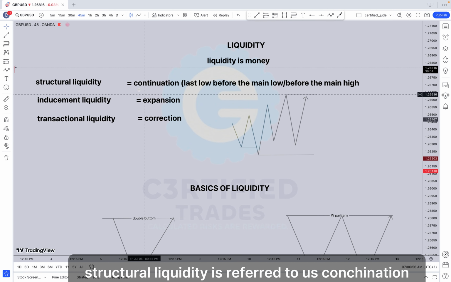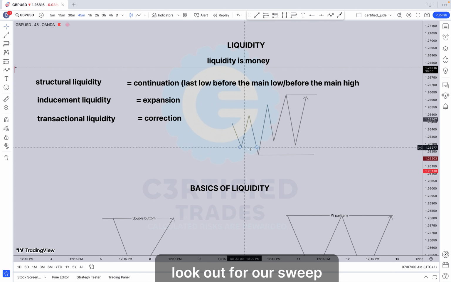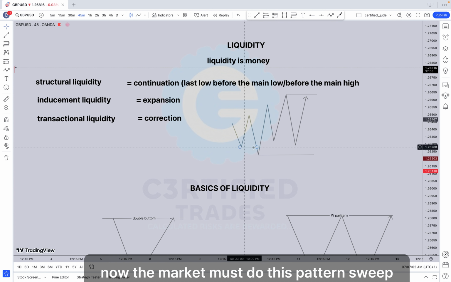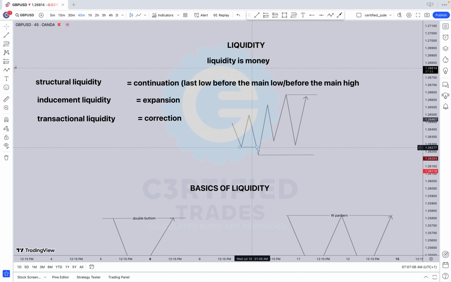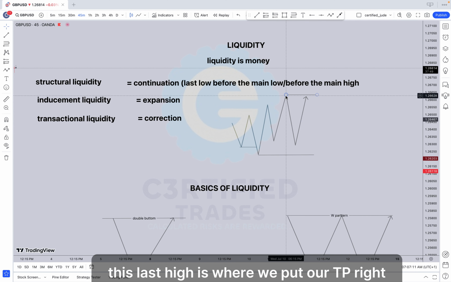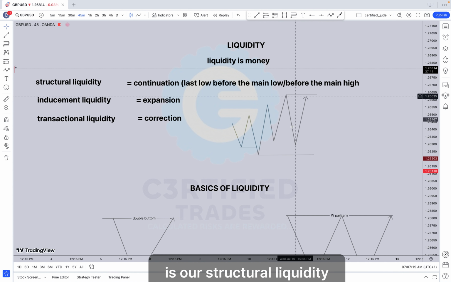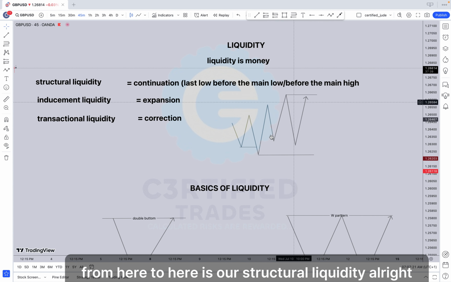Structural liquidity is referred to as continuation. First of all, we look out for our sweep. Now the market must do this pattern: sweep first, then this last low is protected, and this last high is where we put our TP. From here to here is our structural liquidity.